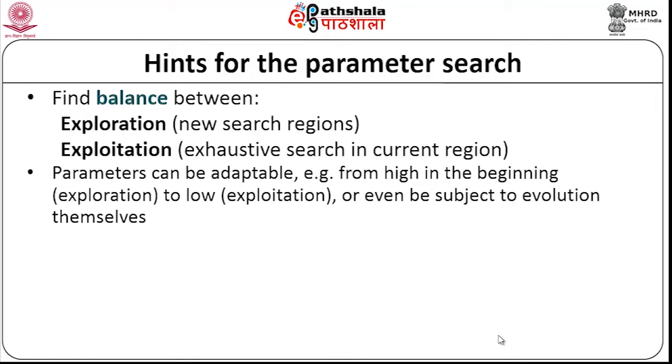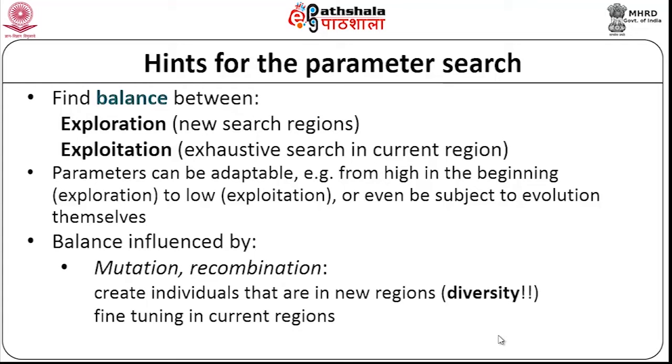And parameters can be adaptive, for example from high in the beginning, in exploration, to low, that is exploiting, or even can be subject to evolution themselves, that is the parameters. So, balance is influenced by mutation and recombination, which create individuals that are in new regions, that is diversify, and fine tune in the current region. So, the mutation and recombination are actually helping you to do exploration or exploitation.